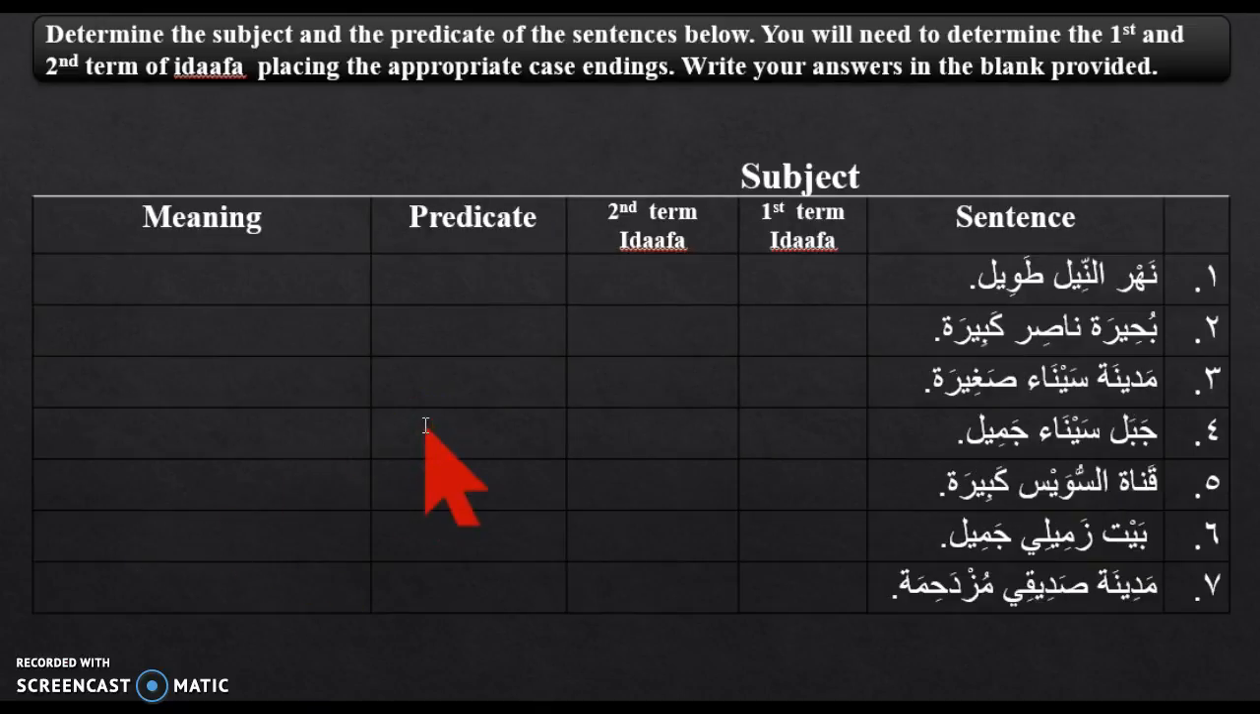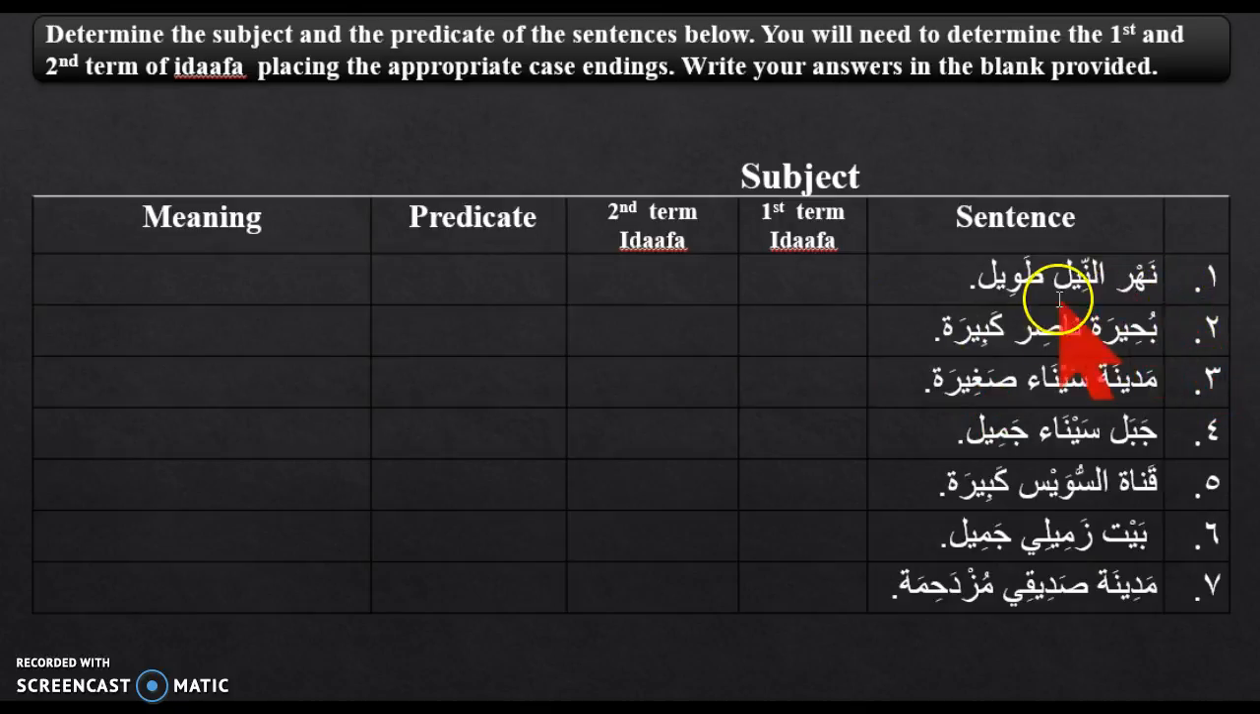Here you have another activity, but the subject of this sentence consists of two nouns, an idaafa structure. So you are asked to determine the subject of the sentences and the predicate, and place the correct case endings, and then provide the meaning. I will start reading those sentences.